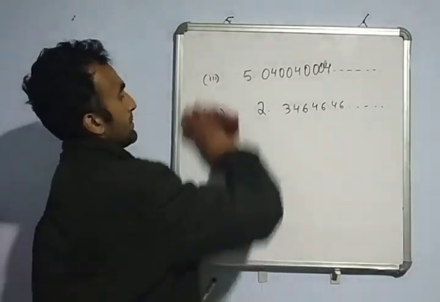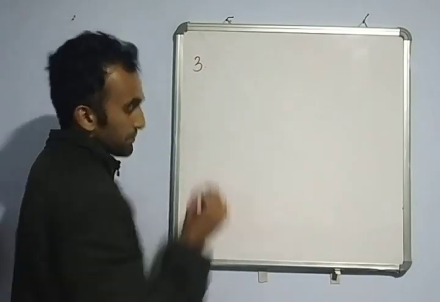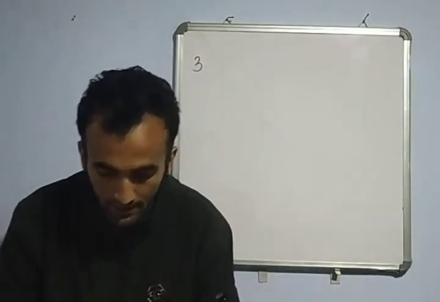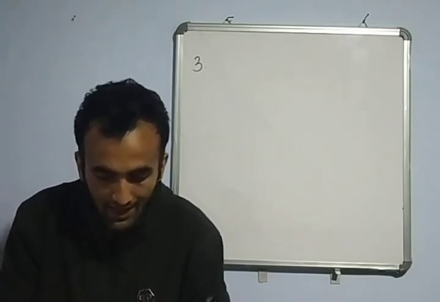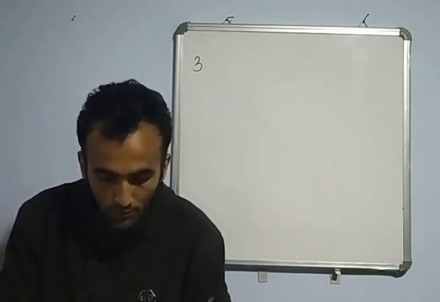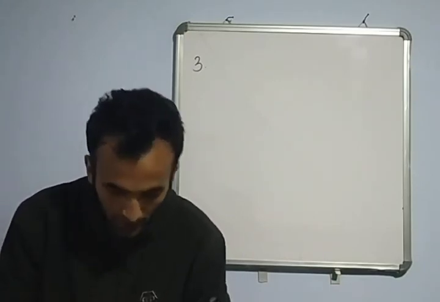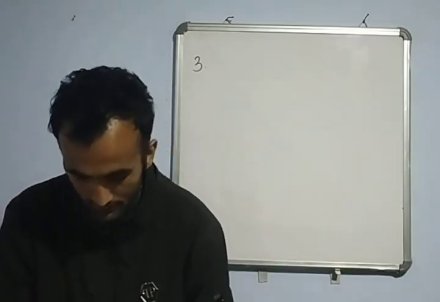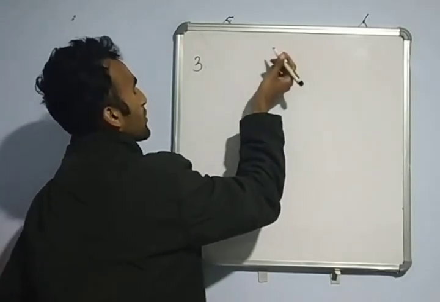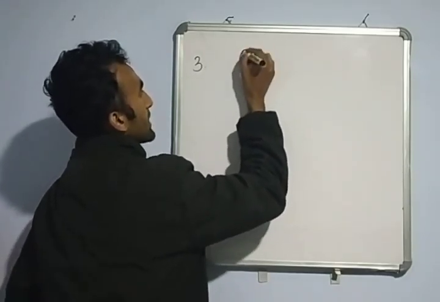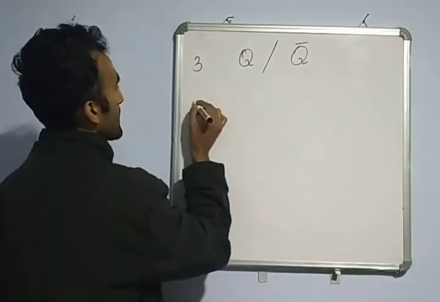Now I'll go to question number 3. Question number 3 is: in the following equations, which variables represent irrational numbers? Which one is irrational? So let's see which one is rational, which one is irrational. The question is the same: whether it is rational or irrational. Sub number 1, let's see.